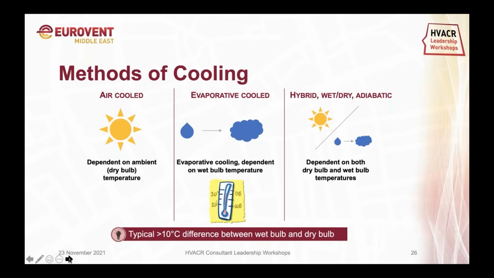But the thing which we should pick up from here is that evaporative cooling is based on wet bulb temperature, and the wet bulb temperature is always lower than the dry bulb temperature. And typically for the Middle East region, the difference is more than 10 degrees centigrade.